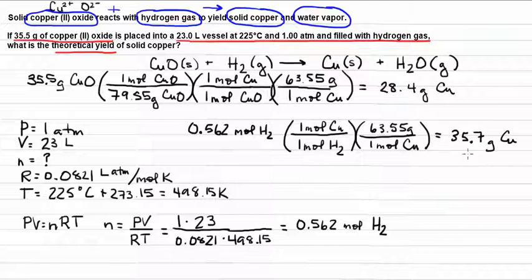Okay, so now that we have the amounts of copper we can have in both cases, now we go back and analyze to figure out what the theoretical yield is. The theoretical yield is 28.4 grams of copper. This is the theoretical yield. You can't make more than 28.4 grams because the copper(II) oxide is the limiting reagent.